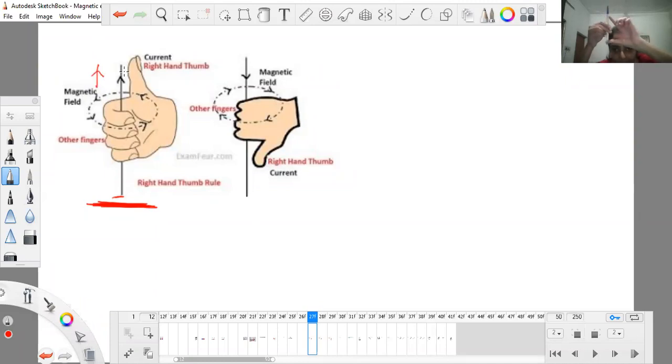Now just consider the lower part, and don't do anything with the upper part. Open this pen with the help of the lower part, and again close this pen with the lower part. Opening and closing should be with the help of the lower part. While you are closing this, you will get a direction. I'm getting a direction like this.